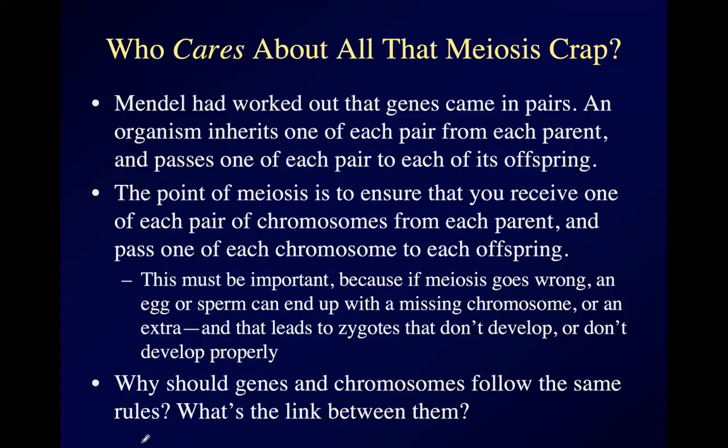Mendel worked out, just by doing arithmetic on his peas, that genes come in pairs and one of each pair is passed to each offspring. Microscopists in the 1800s worked out that chromosomes come in pairs and one of each pair is passed to each offspring. Aha! Why are genes and chromosomes following the same rules? Okay, you ought to have the mental sensation of jigsaw puzzle pieces beginning to come together with a satisfying click.